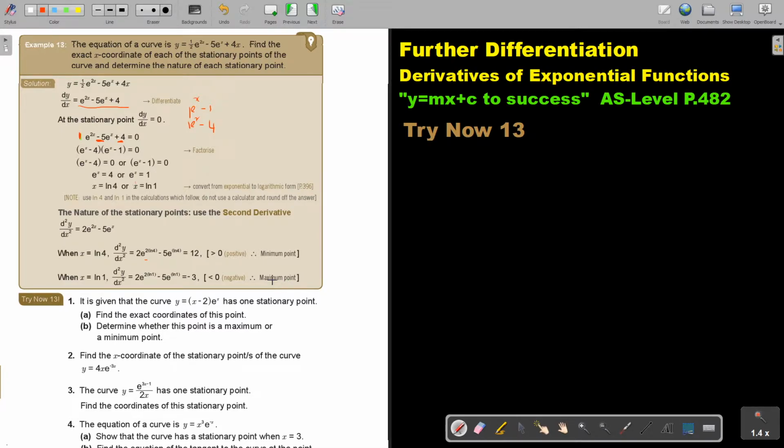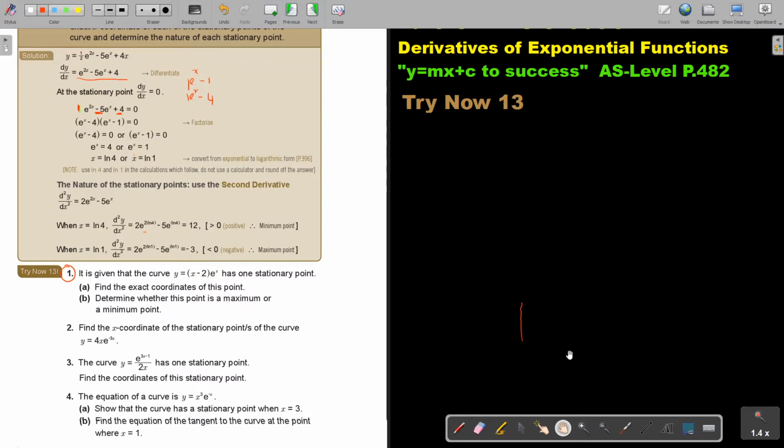Okay, I want you to stop the video and do number 1 as well as number 4. Again, it's practical, it's tangents, so if you cannot recall it, go back to chapter 6, go through the basics, and then just do it with the exponential function. You can continue the video as soon as you are finished. Let's start with number 1.